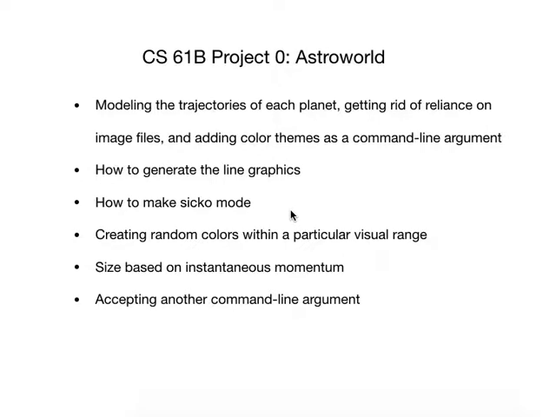Hello, this is Spring 2019 CS61B Project 0, Astro World. The changes that we made for the extra credit were mostly graphics related. So to sum them up, we're modeling the trajectories of each planet using the same physics rules that we were using before, except it looks cooler now.